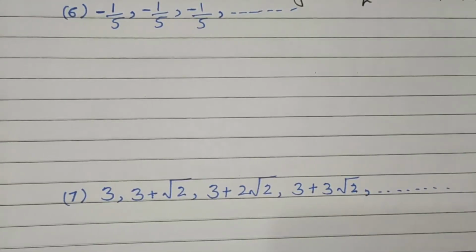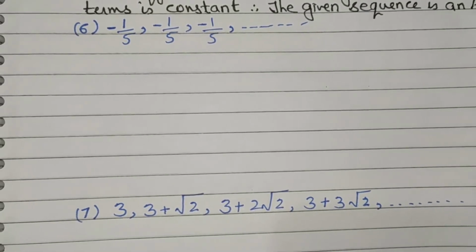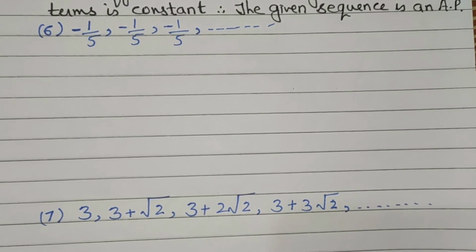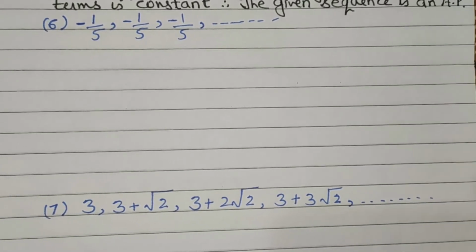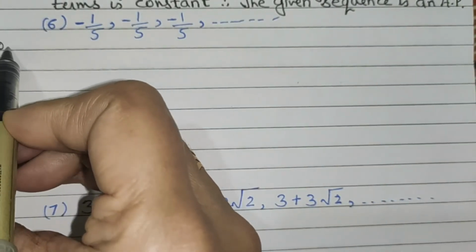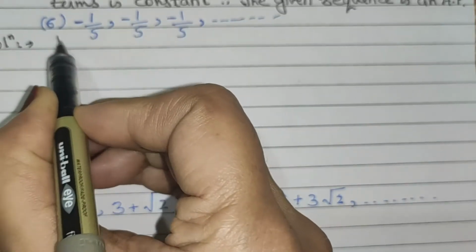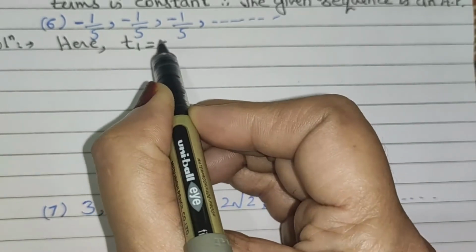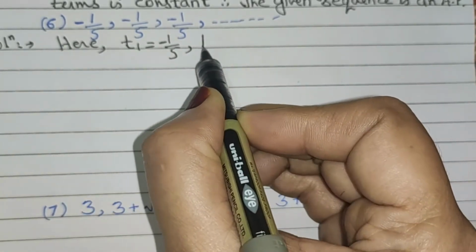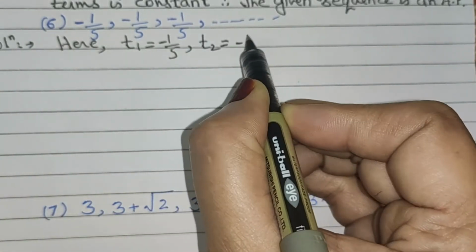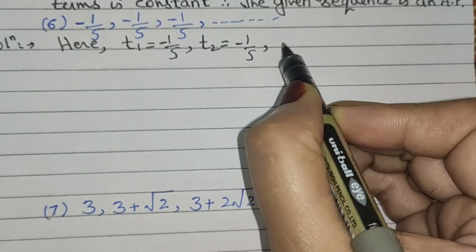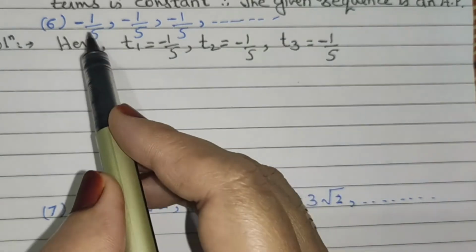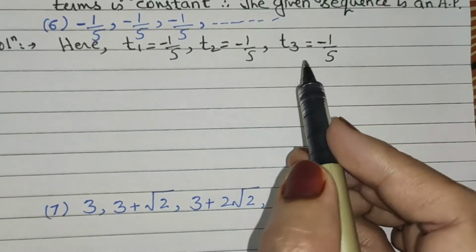Next sequence is -1/5, -1/5 and -1/5. Write down the solution here. T1 is equal to -1/5, T2 is equal to -1/5 and T3 is equal to -1/5. All the terms are same.